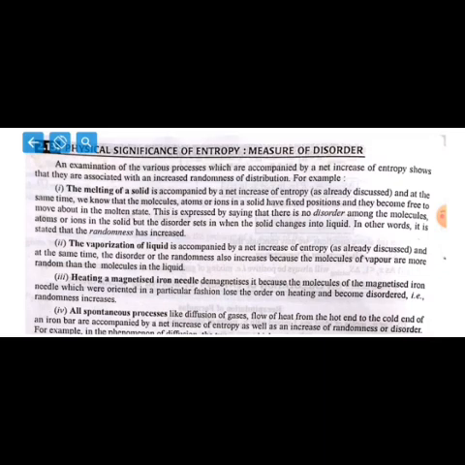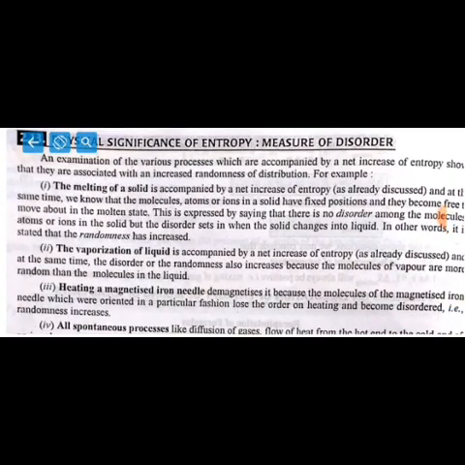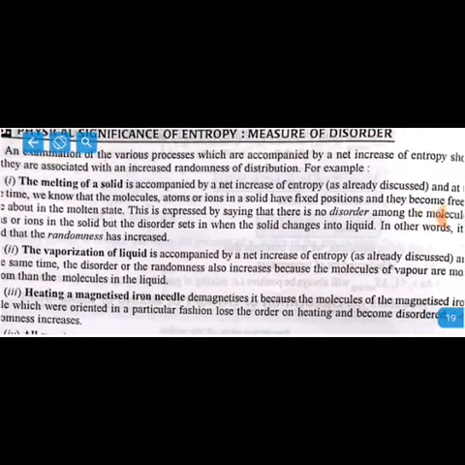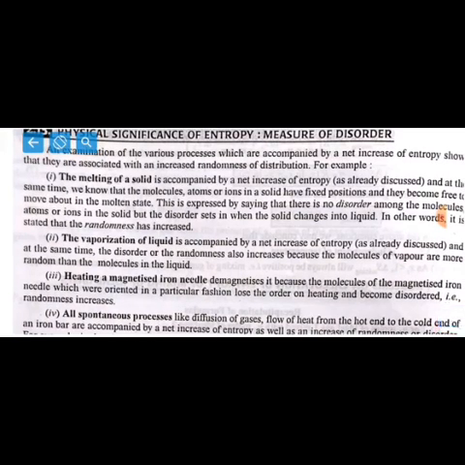For example, the first one is the melting of a solid, which is accompanied by a net increase of entropy as already discussed. At the same time we know that the molecules, atoms or ions in a solid have fixed positions and then become free to move about in the molten state. This is expressed by saying that there is no disorder among the molecules, atoms or ions in the solid, but disorder sets in when the solid changes into liquid. In other words, randomness has increased.